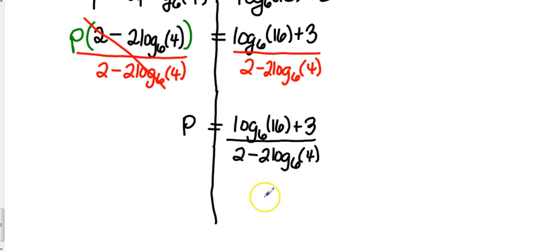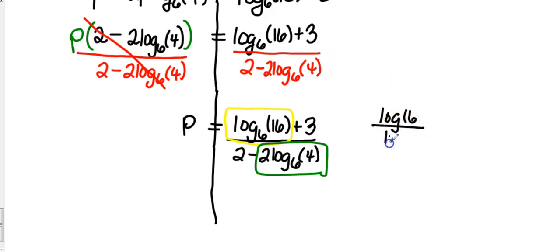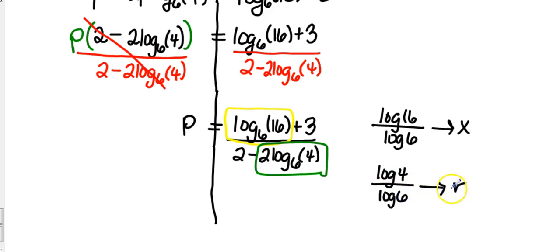To actually get this decimal approximation, I recommend we use the store feature to help ourselves out. So I would store this as x, and I would store this as some other letter, whatever you want. What I mean by that is change of base. We're going to do log of 16 divided by log of 6. In your calculator, store that for x. Then over here, do log of 4 divided by log of 6 and store that for whatever you want, like let's say you make it r.